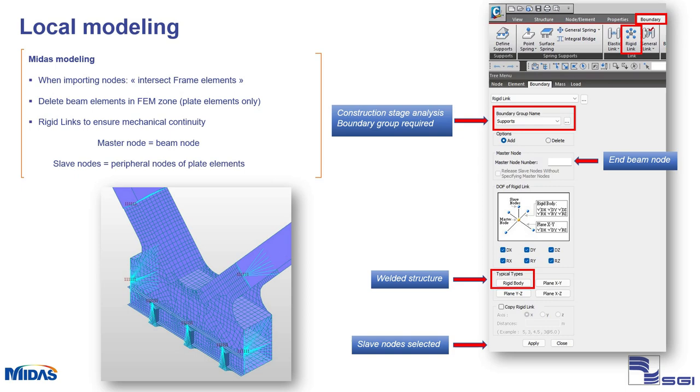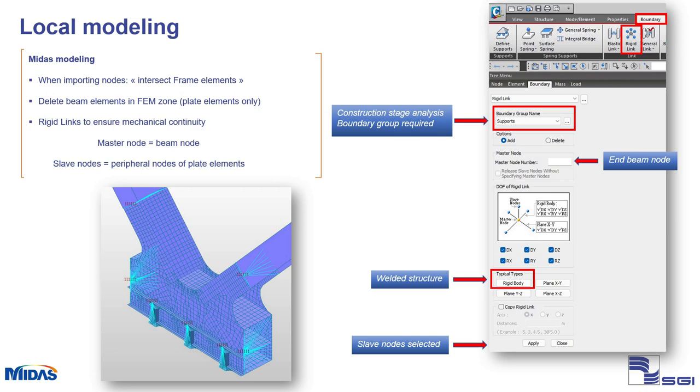These boundary options ensure mechanical continuity between plate and beam elements. Master node will correspond to the end of beam elements. Slave nodes will be peripheral nodes of plate elements. In the picture below, I used rigid link in the connection area between deck and diagonal components, bottom chord and also lateral composite beams. On right part of the screen, you can see the configuration process.